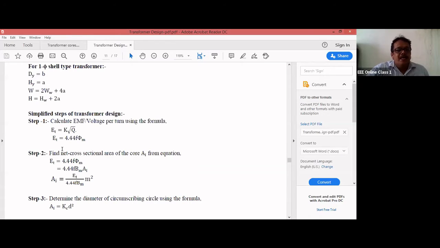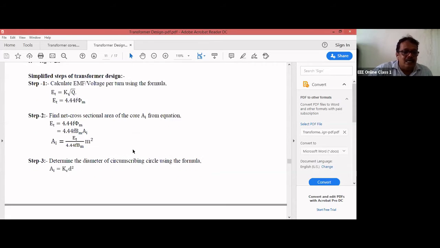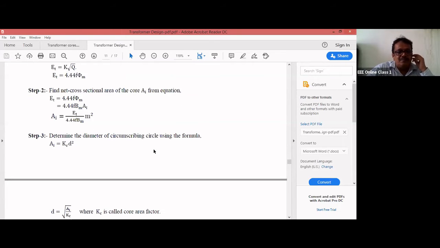EMF per turn is also equal to 4.44 f Phi m. Either you can use these two formulas, any one formula for calculating the voltage per turn. Find the net cross-sectional area of the core Ai from the equation. What does Ai represent? Ai is nothing but the net iron area. Agi is the gross iron area. Gross iron area includes both the iron part and insulation, whereas Ai includes only the iron part. So Et is equal to 4.44 f Phi m. Phi m can be written as Bm into Ai. So Ai is equal to Et divided by 4.44 f Bm, in meter square.